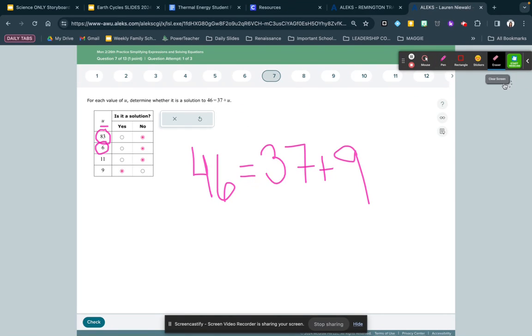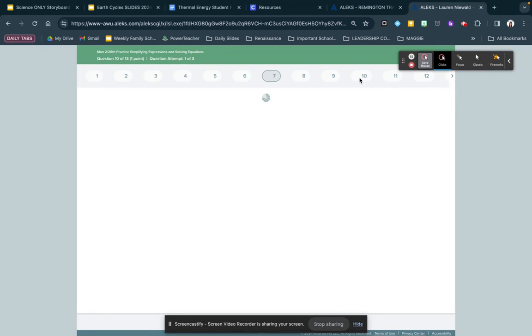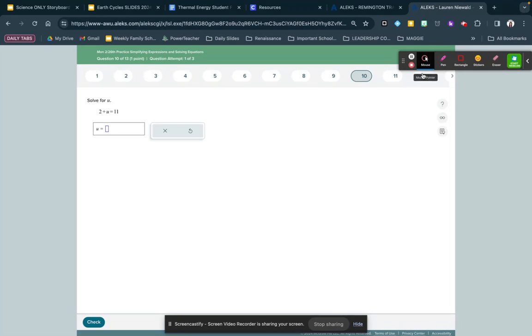And let's see here. Next part. Okay, solve for u, same thing. Okay, so this part is where I have talked to you guys about how you need to show your work by using inverse operations. Inverse operations are the opposite.